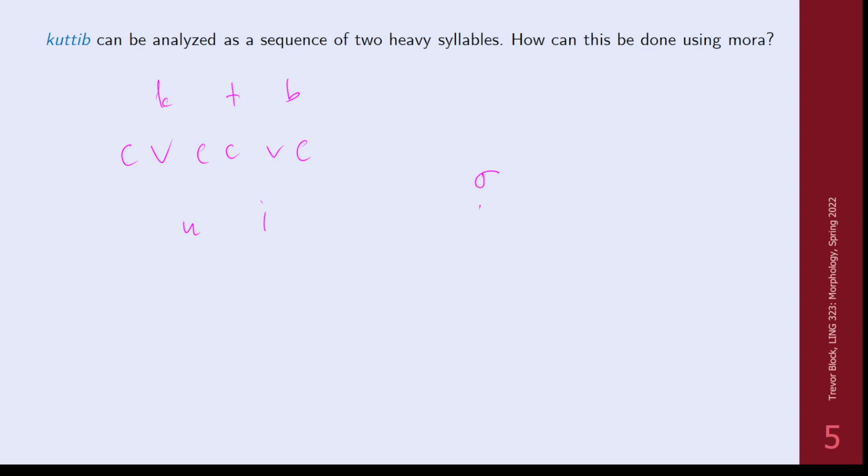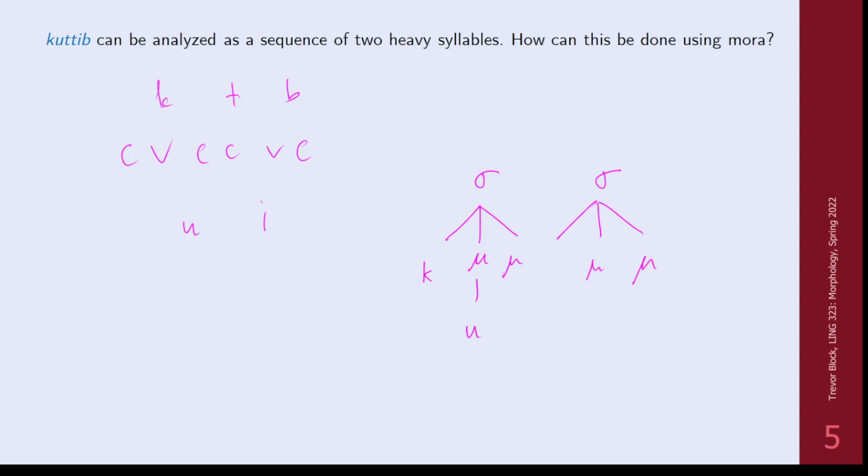So what we can do here is we can say we have K at the beginning, we have U as part of the rhyme, so we can give that a Mora. We said it's two heavy syllables, so there has to be something that looks like this.